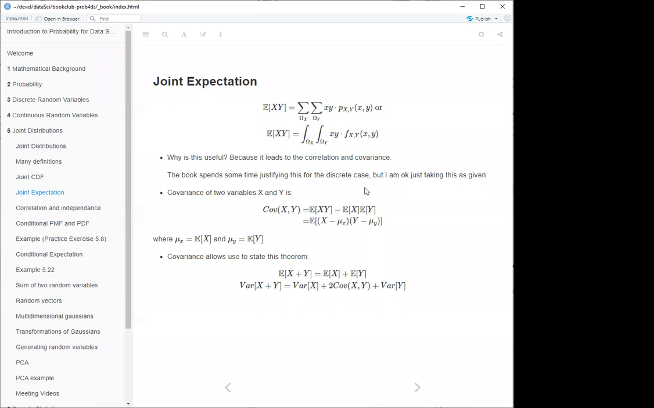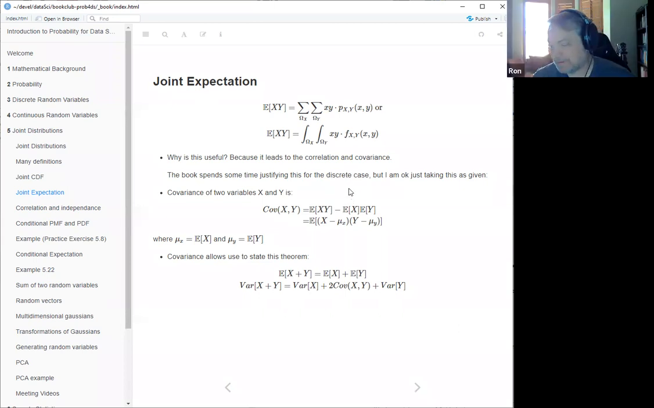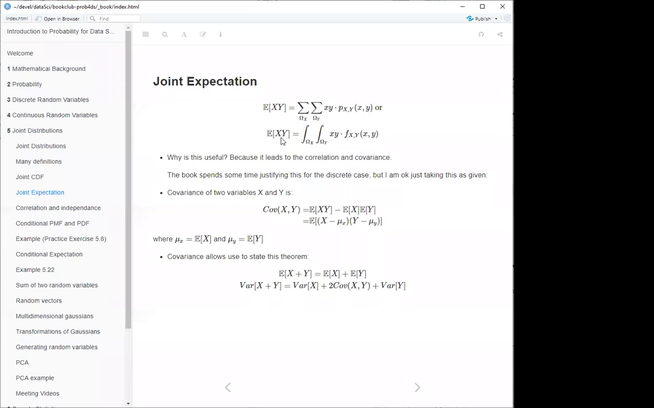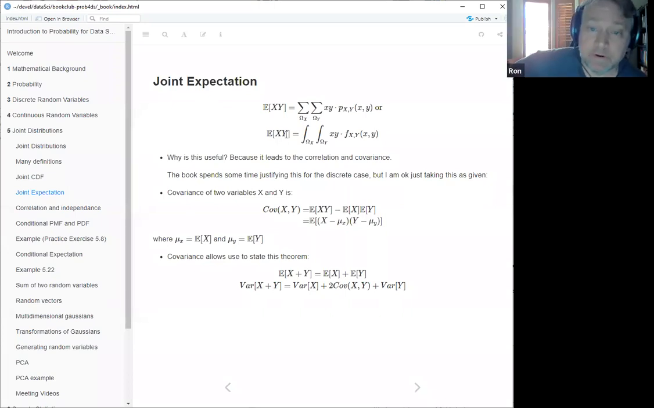No, but actually, I'm not sure when he writes expectation of x, y, does he mean the actual product of x and y, or x comma y as a vector? Yeah, no, he means the actual product of x times y. That's the product of the random variables, right? The expectation of the product of the random variables. Okay. Which you can calculate, by the way, it's on the right-hand side of this expression here.